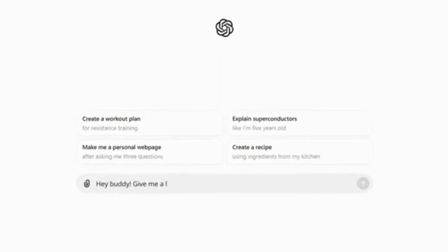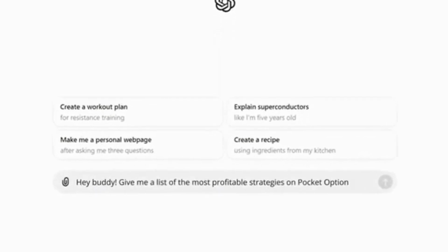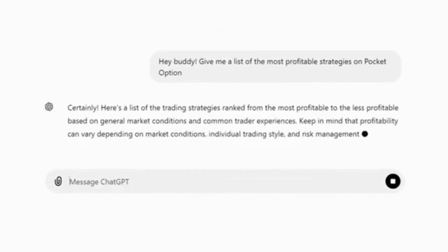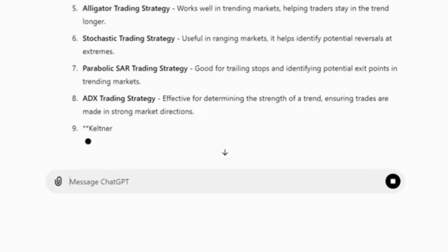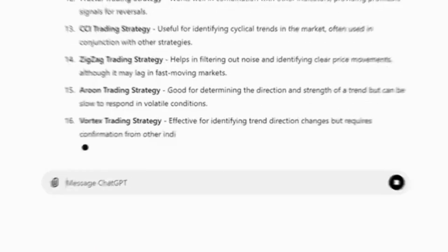I recently asked ChatGPT for a list of profitable strategies on Pocket Option, and here's what it provided. Wow, the list is extensive. Let's take a closer look.